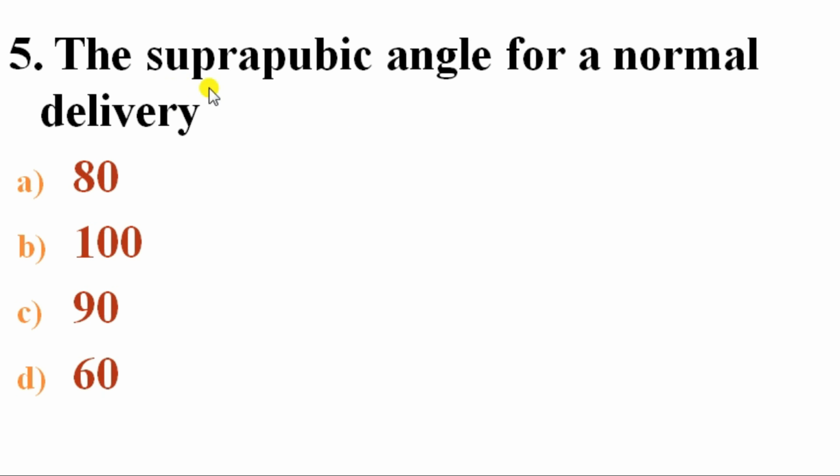Next question, the suprapubic angle for a normal delivery. Options: A. 80, B. 100, C. 90, D. 60. Answer is C. 90. So the suprapubic angle for a normal delivery is 90.